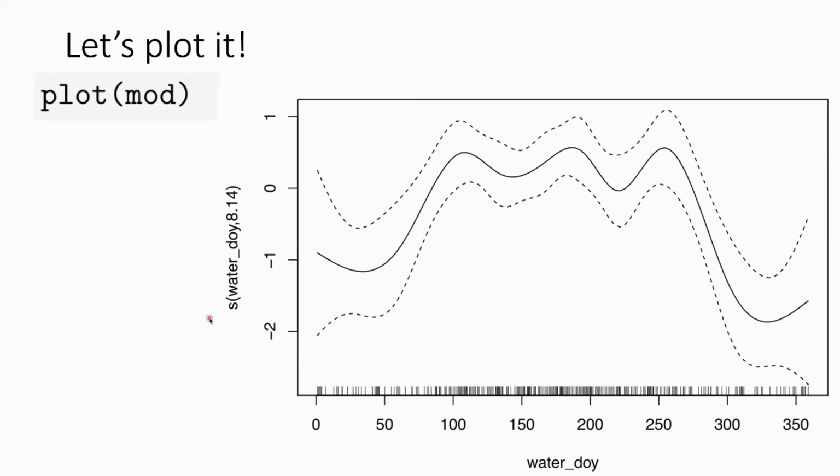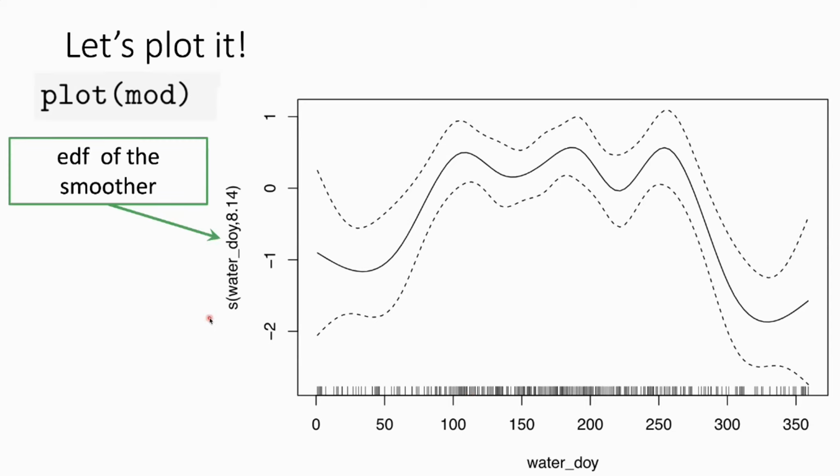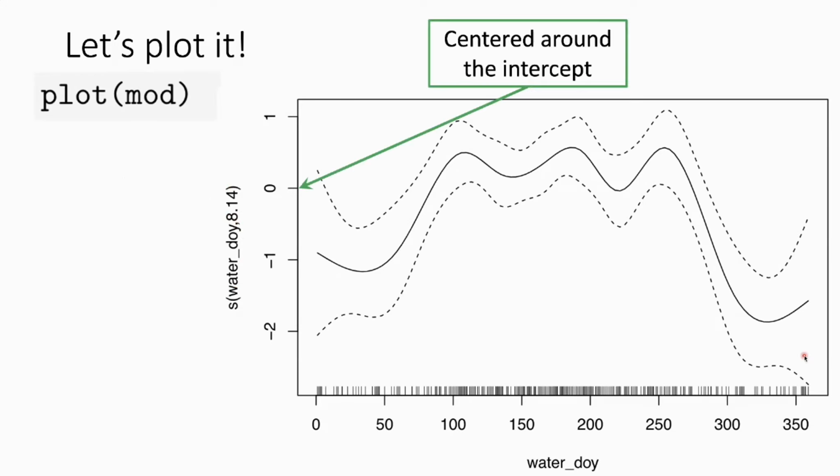Our y-axis is a little different than the input data. First of all, what it says here is it's just telling us what this is a function of. It's the water day of year, and it has the effective degrees of freedom of 8.14. But the other thing to note is that this is centered around the intercept. So the 0 line here does not mean a 0 CPUE. That's actually the mean of our response variable, or the intercept.